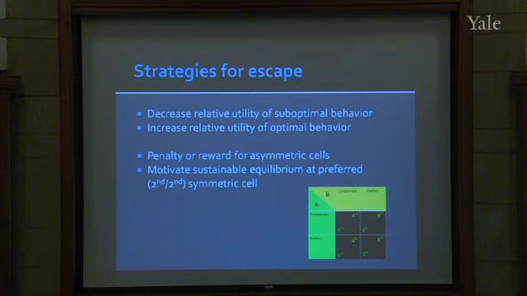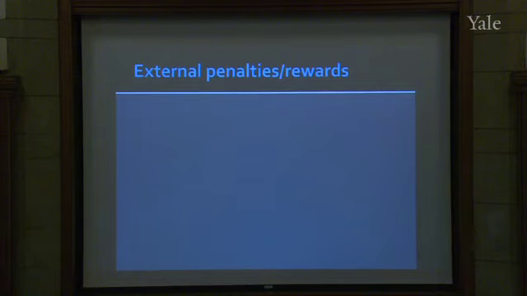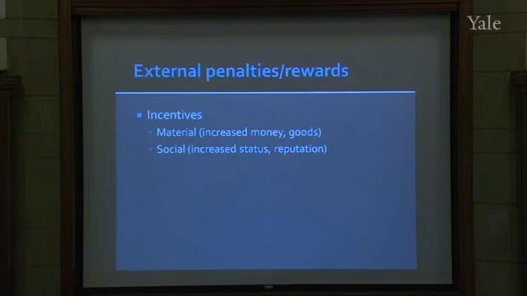So what sort of mechanisms are available in this context? Well, the first place we might look is to external penalties and external rewards. One thing that we can do is simply to incentivize the cooperative behavior. We can do it with material incentives, like increased money or goods, things that are valuable. We can do it with social incentives. We can have status markers associated with cooperation. We can bring reputation costs into play.